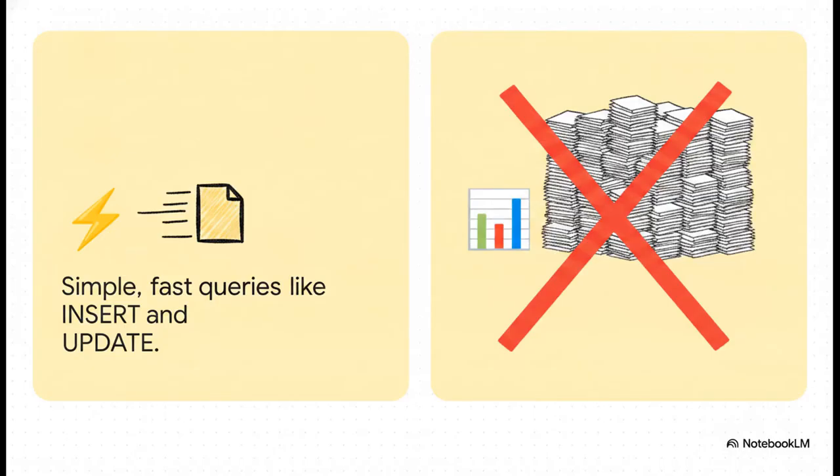But here's the catch. To achieve that mind-blowing speed, OLTP systems are optimized for very specific, focused tasks. They excel at short, straightforward queries. We're talking about things like inserting a new user, updating an account balance, or deleting a canceled order.